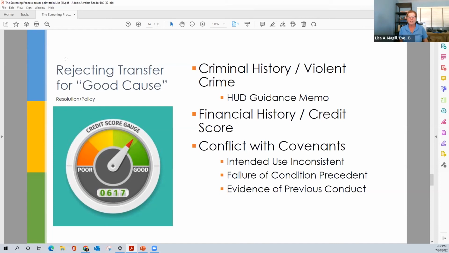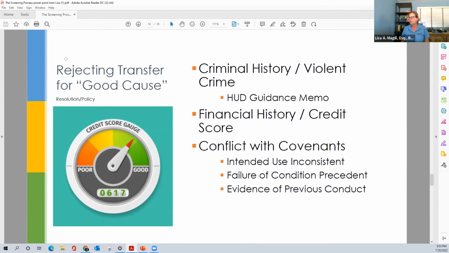I discourage associations from having an absolute credit score requirement. There are always different ways for people to show that they have the financial wherewithal to absorb all of the costs and expenses associated with ownership of the unit in addition to their life. But having a range and then asking for that additional information is perfectly appropriate.